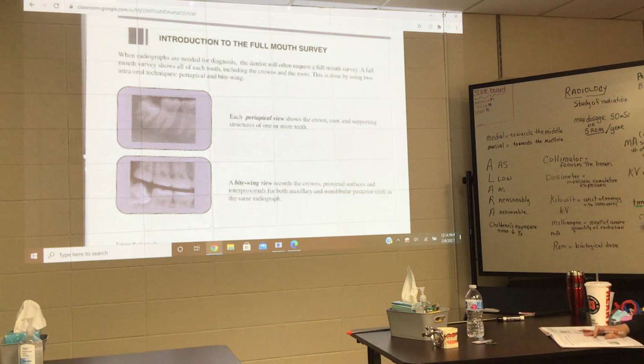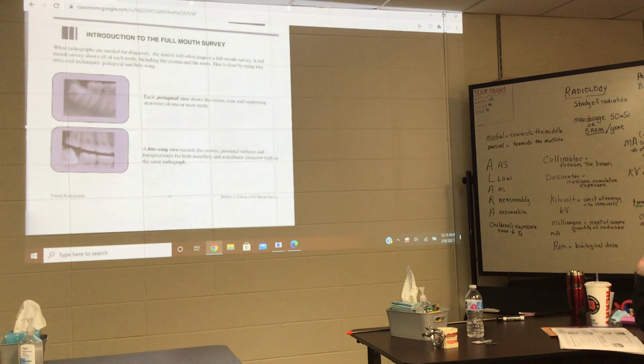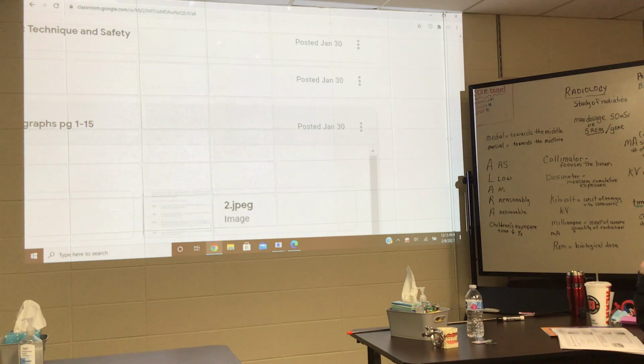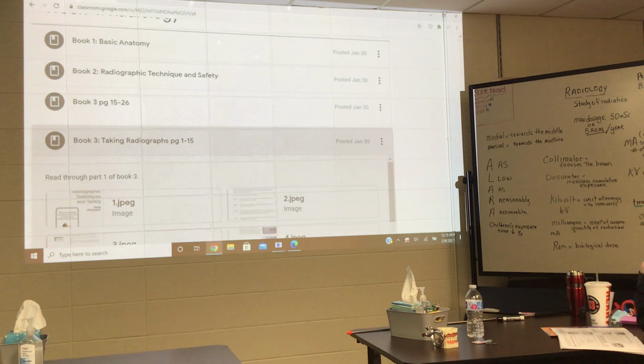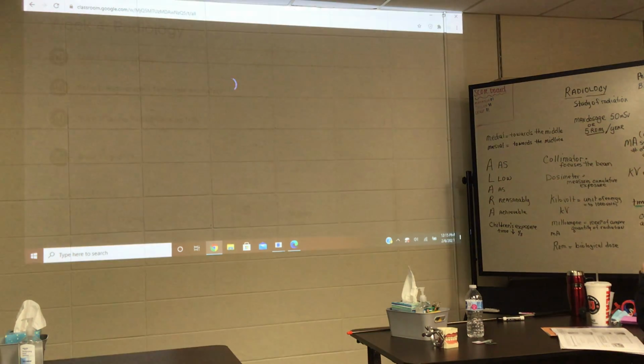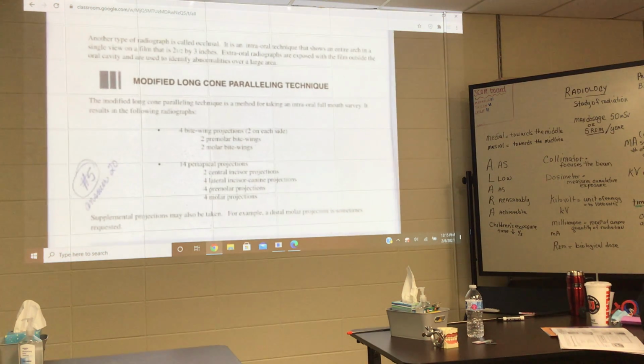In the modified long cone paralleling technique, which is the technique that I'm teaching you, the method for taking an intraoral full mouth series will result in the following radiographs. Next page, please. Oh, wait, this was the end of the book. And then I've got to go to the next. Hold up. Book 3, 15 through 26. There we go. Okay, I forgot about that part.